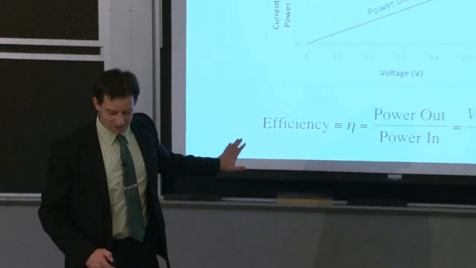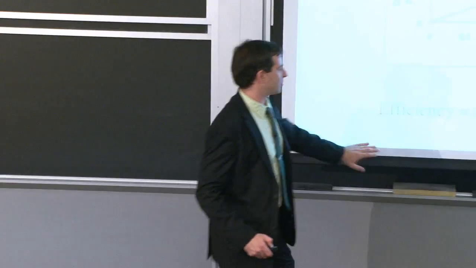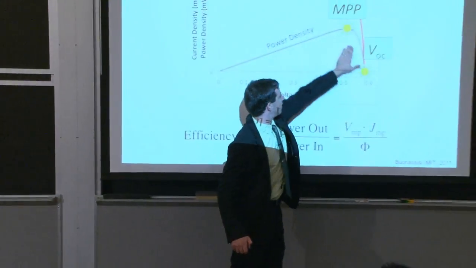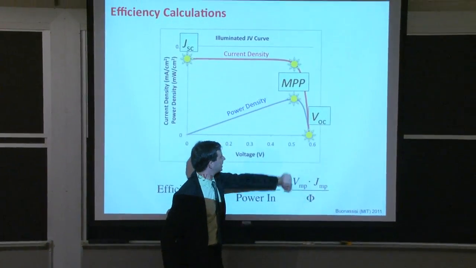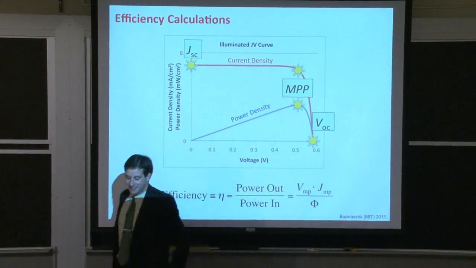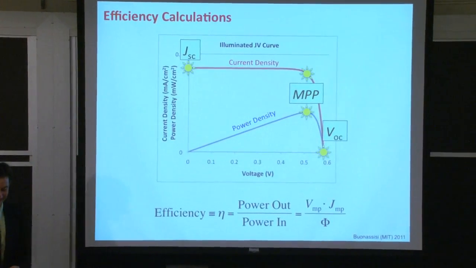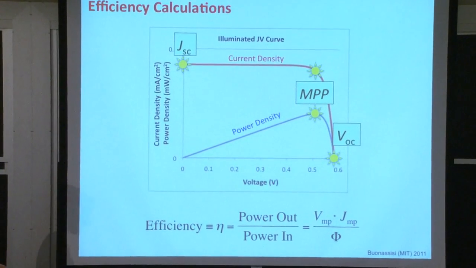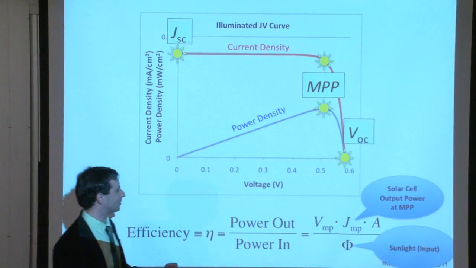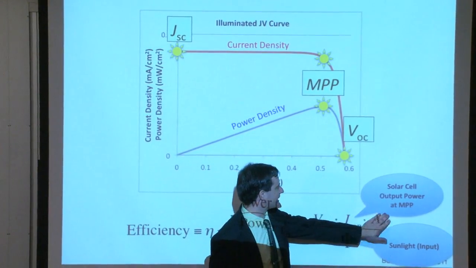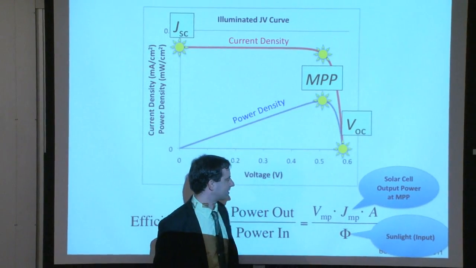Okay, so we have efficiency here as power out versus power in. The power out being the maximum power point power, and the power in being the illumination from the sun. Now we're really talking. This is starting to get interesting because it's beginning to click. Pieces from lecture number 2 come together with what we're seeing now. So this is the solar cell output power at the maximum power point and sunlight coming in.